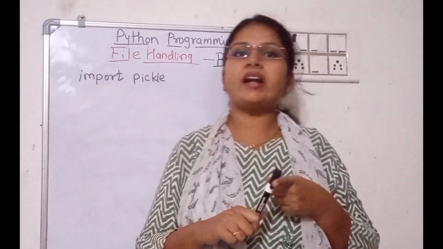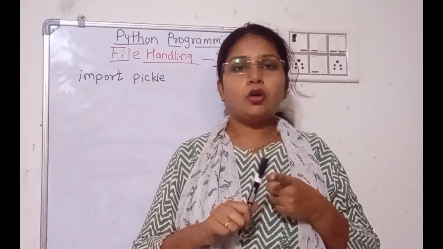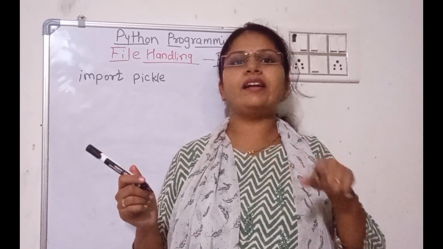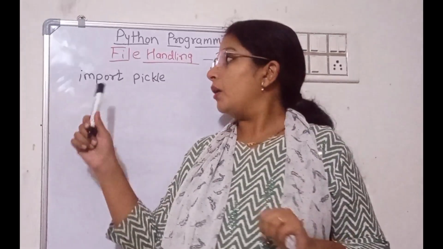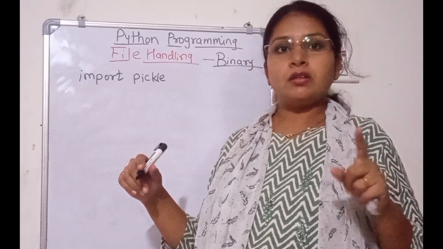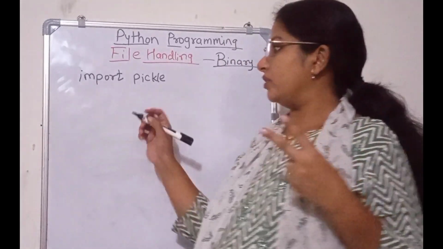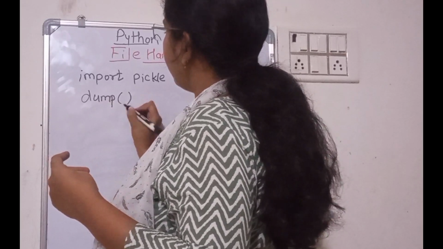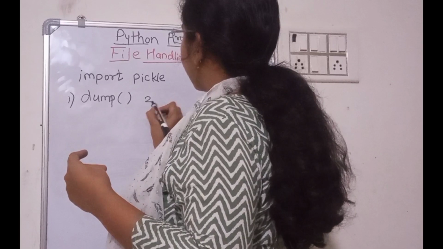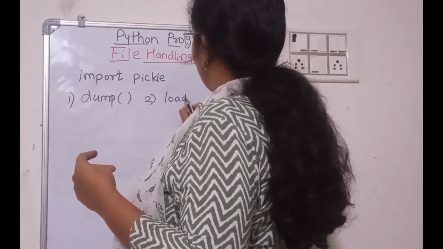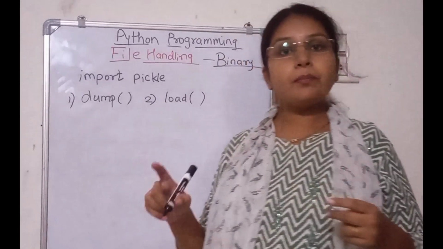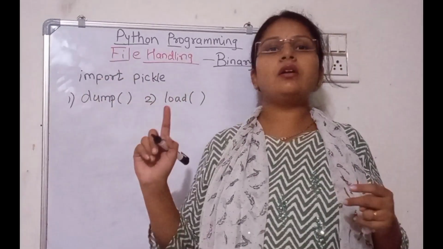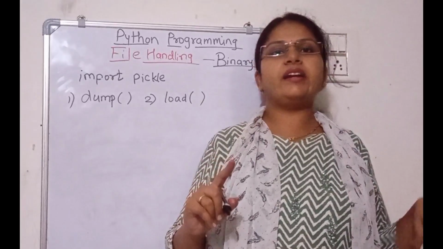In a text file, the reading and writing operations use read, readline and readlines for reading, and write and writelines for writing. These are the methods. But in binary files we need to use only two methods: the dump method first, and the second one is the load method. Dump and load, these two methods we need to use in binary files for writing and reading.